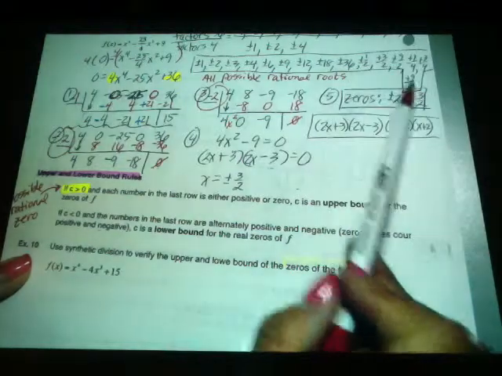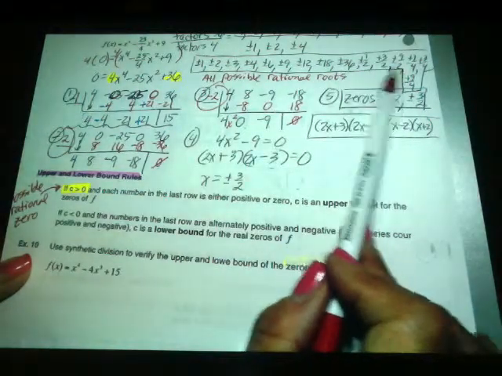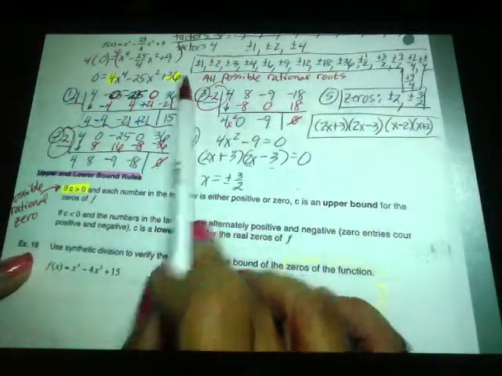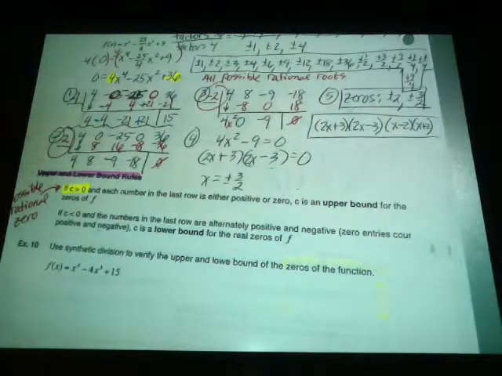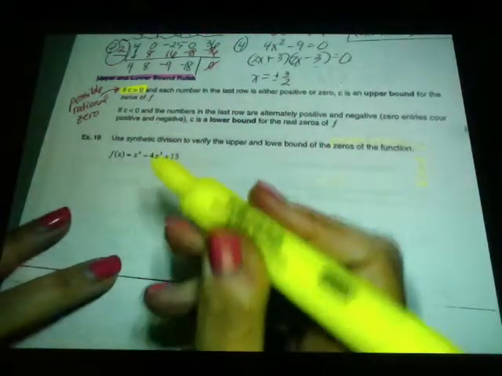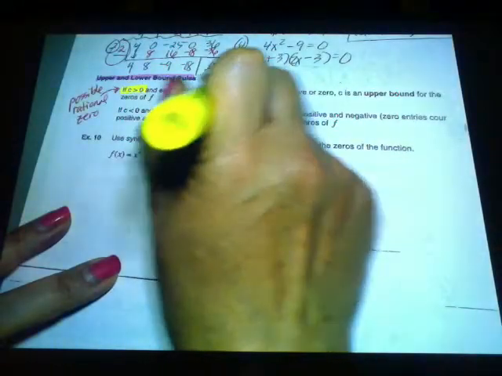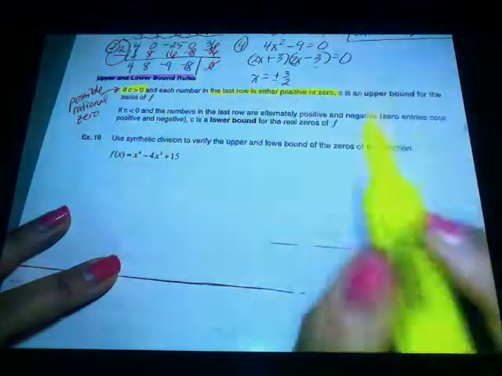Notice I didn't say it is a 0, because you can find an upper bound and a lower bound. And remember, not all of these up here were actual zeros, but one of them could be an upper bound and one of them could be a lower bound. And it might not be a 0, but at least it lays a fence in there so you can narrow down the field. So if you're putting in a positive number into synthetic division, if you look at the last row and it's either positive or 0, then c is considered an upper bound.